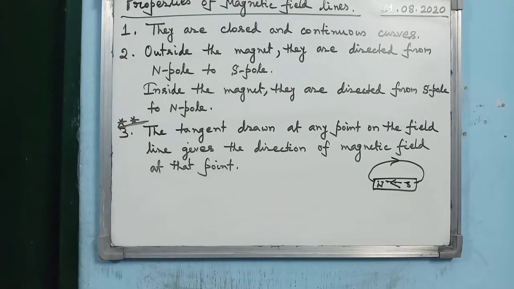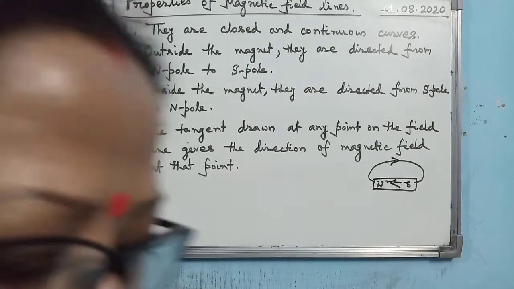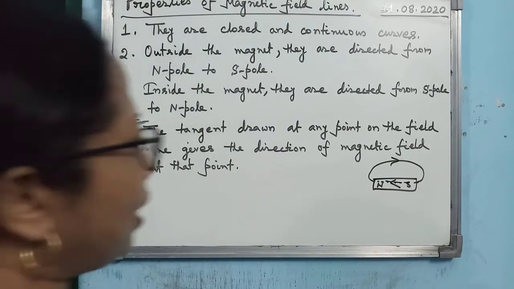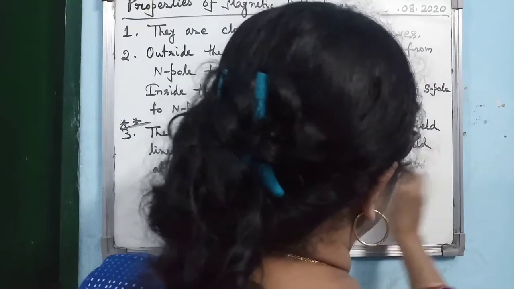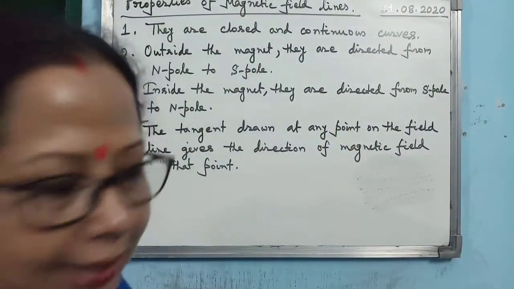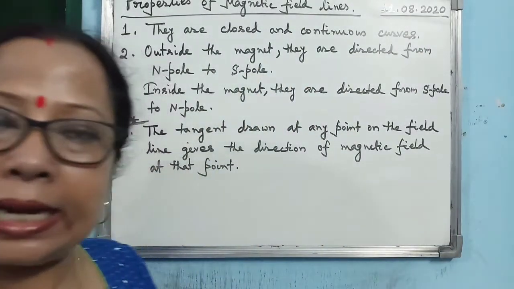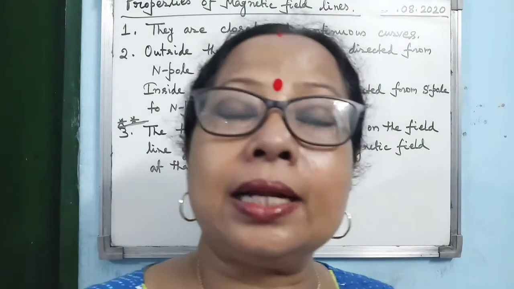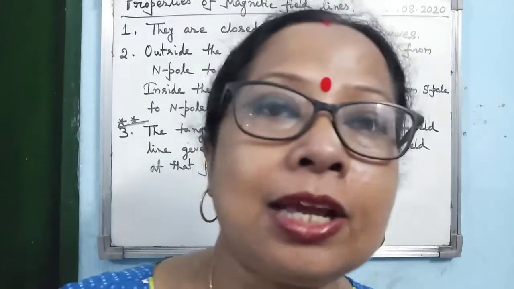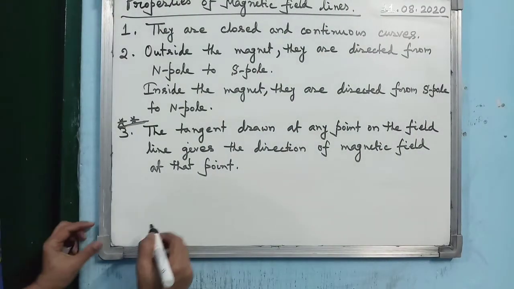Now the third characteristic is very important. What is the third characteristic? The tangent drawn at any point on the magnetic field line gives the direction of the magnetic field at that point. What is the meaning?